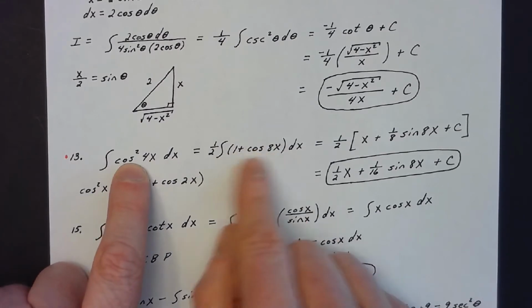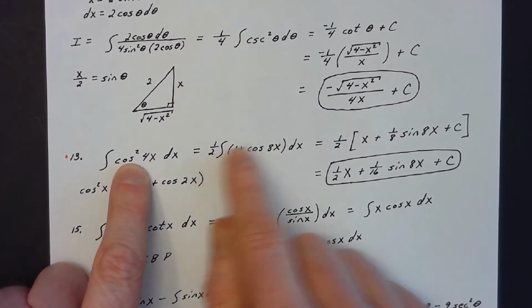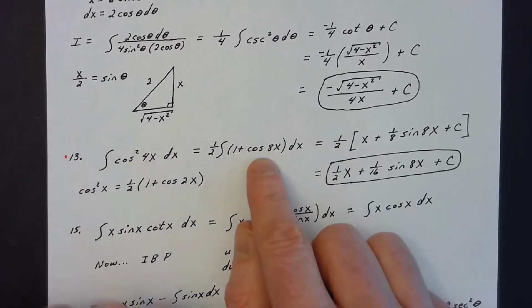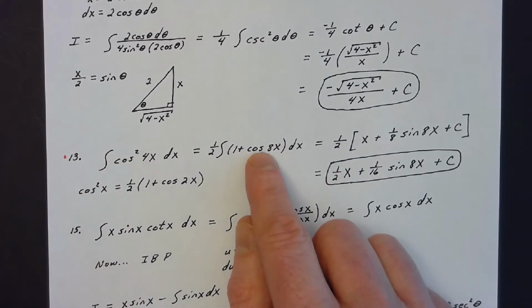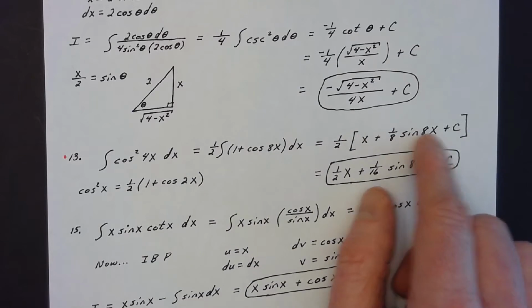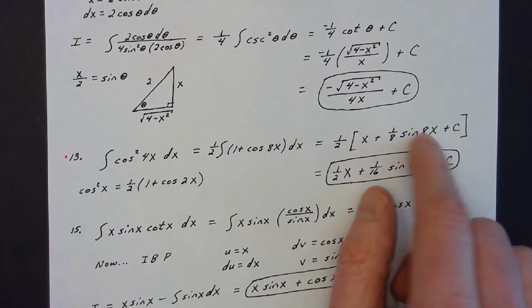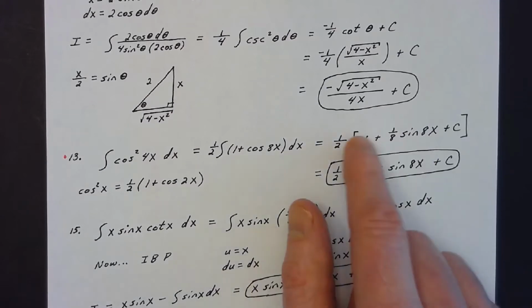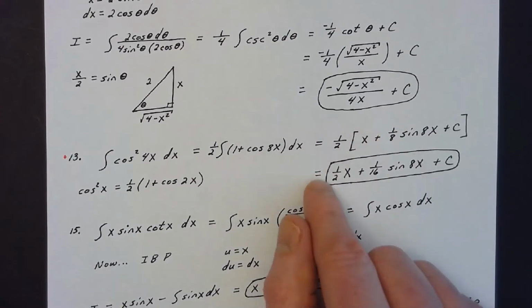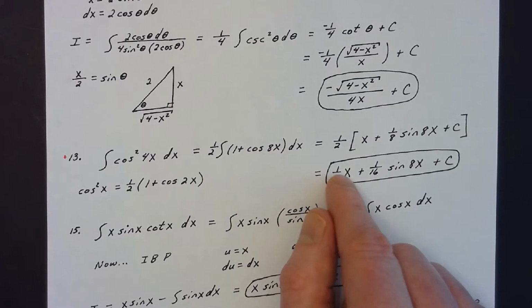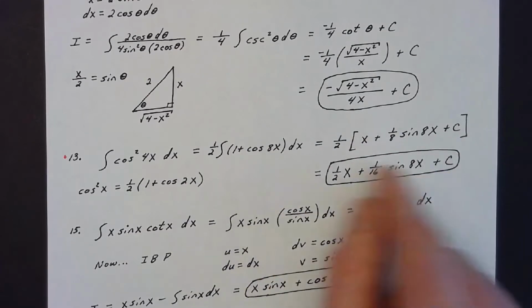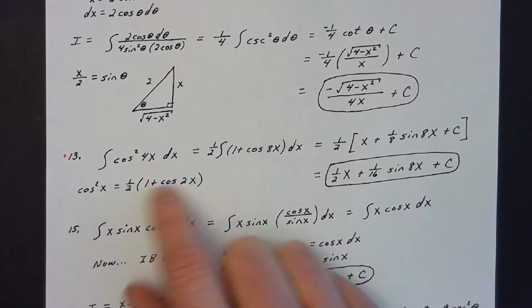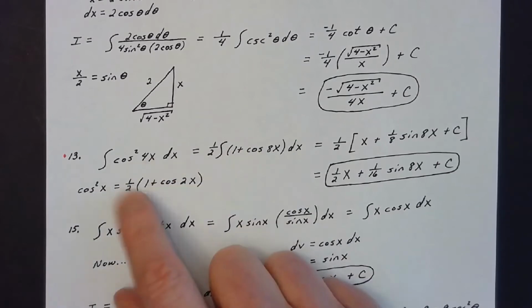Now, this is easy to integrate. I can integrate 1 and get an x. I can integrate the cosine of 8x, and I get the sine of 8x divided by the derivative of the angle, 8. That's where that 1 over 8 came from out in front. Of course, you could distribute through the 1/2 if you wanted to. You don't have to. And then plus your constant of integration. And again, the trig identity I used from this step to this step, right here.